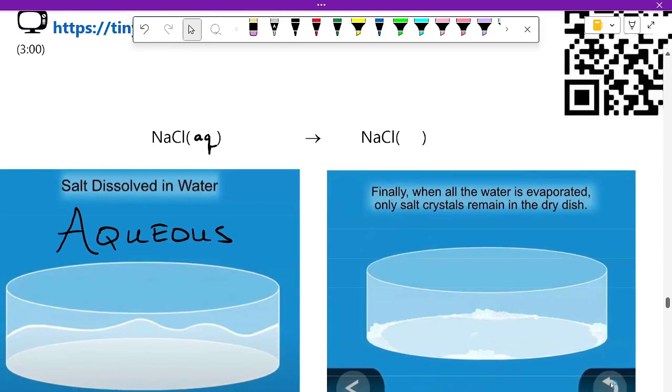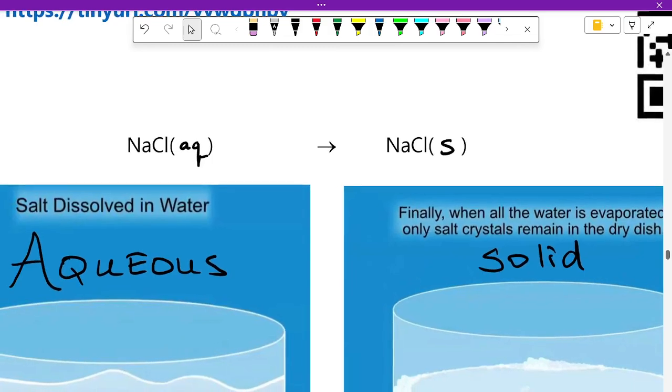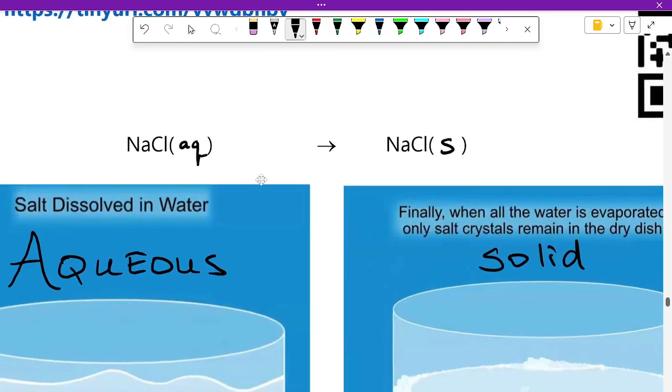Now, once all the water has evaporated, we are just left with solid salt. So what would we put in our second set of brackets beside the sodium chloride? S. We start with salt. We finish with salt.